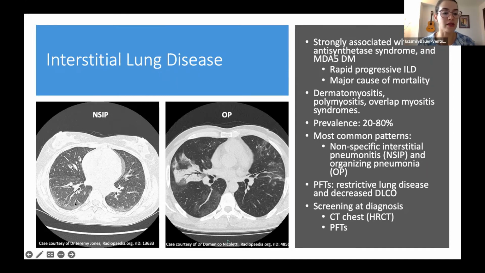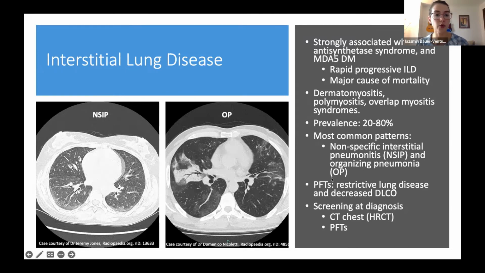You can see ground glass opacifications, mostly in the periphery and the lower lobes. And this fine line of pleural sparing here, which is characteristic in NSIP. And here on the other side, you have organizing pneumonia or OP with this bronchovascular dense opacifications, very commonly associated with air bronchograms as well. The combination of those can also happen, and other patterns can also be present in patients who have ILD and myositis, although these are the most common.